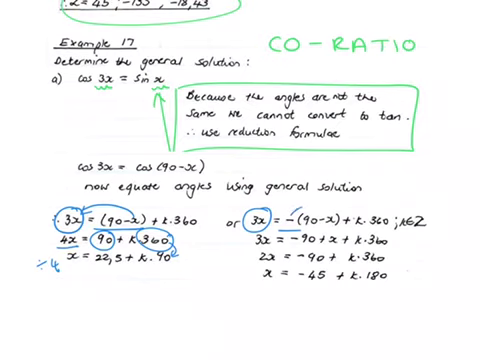Then on the other side, you need to distribute this negative in. Please don't forget. So it becomes negative 90 plus x plus k360. Take your x across. It becomes 2x is equal to negative 90. And so dividing everything by 2, you get x is equal to negative 45 plus k180. Please make sure that somewhere along the line you have mentioned that k is an element of integers.